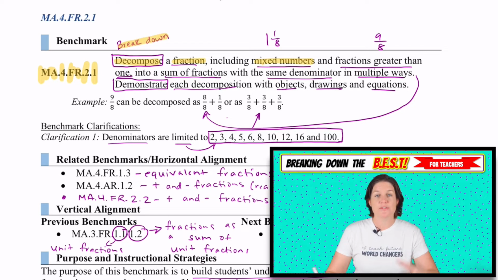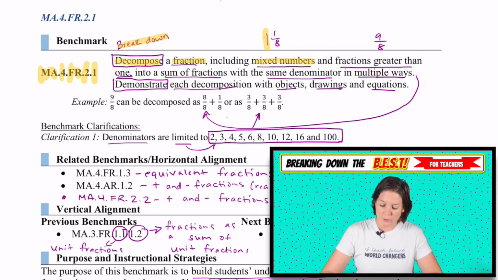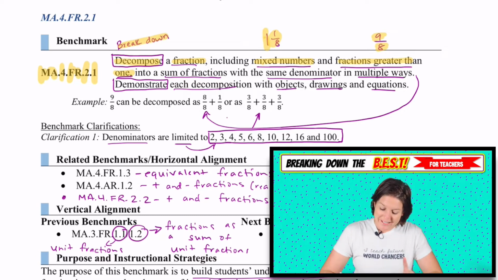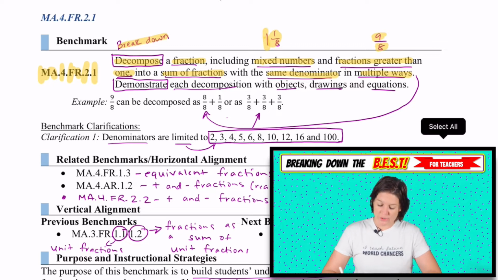including mixed numbers, and mixed numbers are a combination of a whole number and a fraction, and we'll be working with fractions greater than 1, also known as improper fractions, where the numerator is greater than the denominator. So we'll decompose all these fractions, mixed numbers, and fractions greater than 1 into a sum of fractions with the same denominator in multiple ways. The standard also says to demonstrate each decomposition, each breakdown, with objects, drawings, and equations.